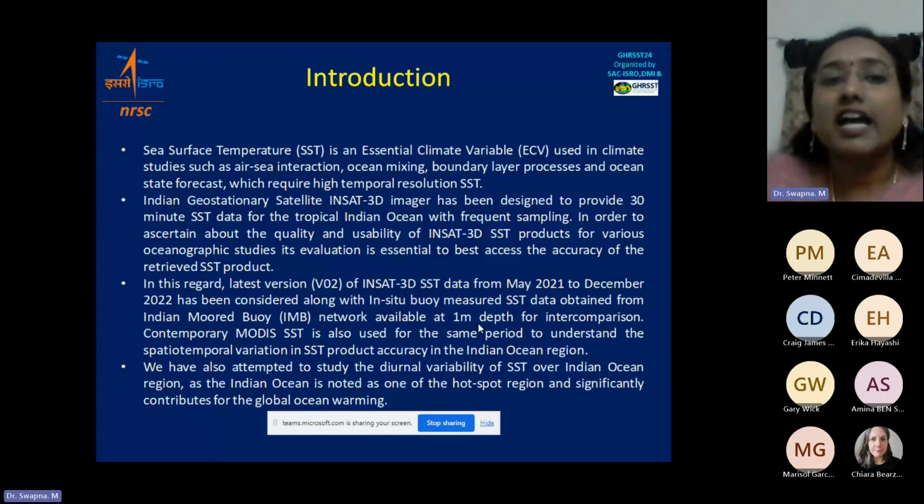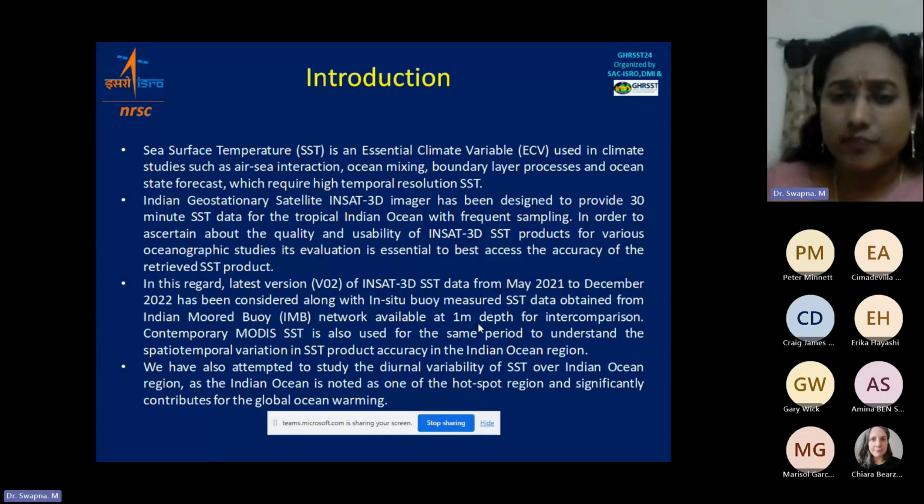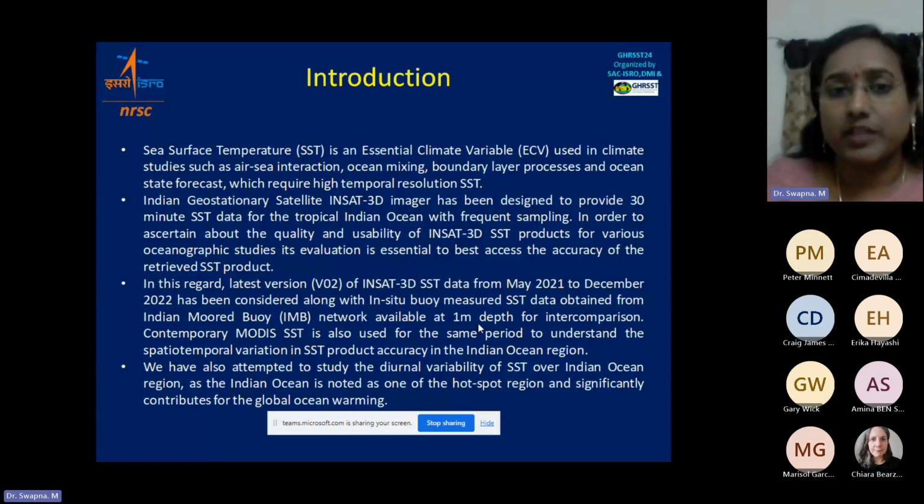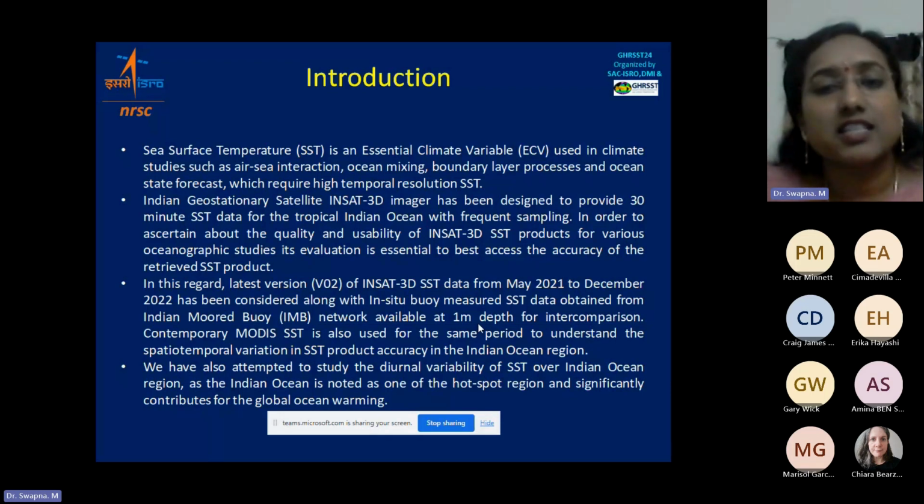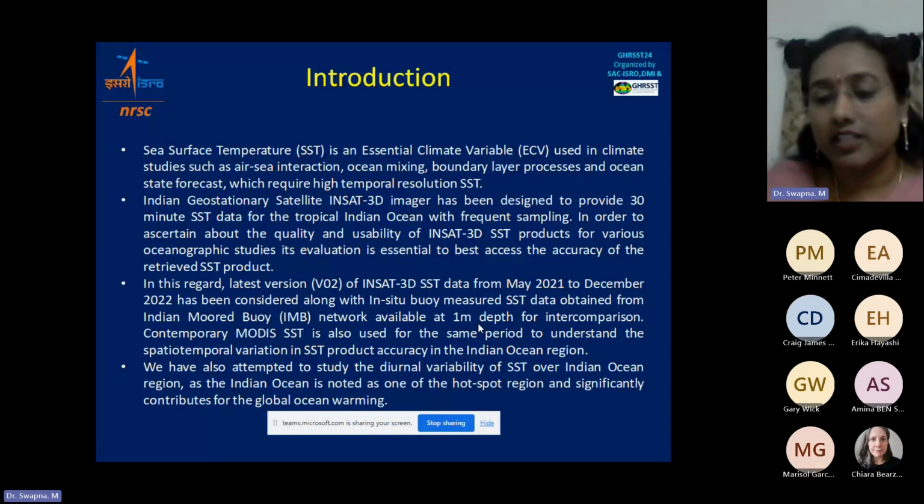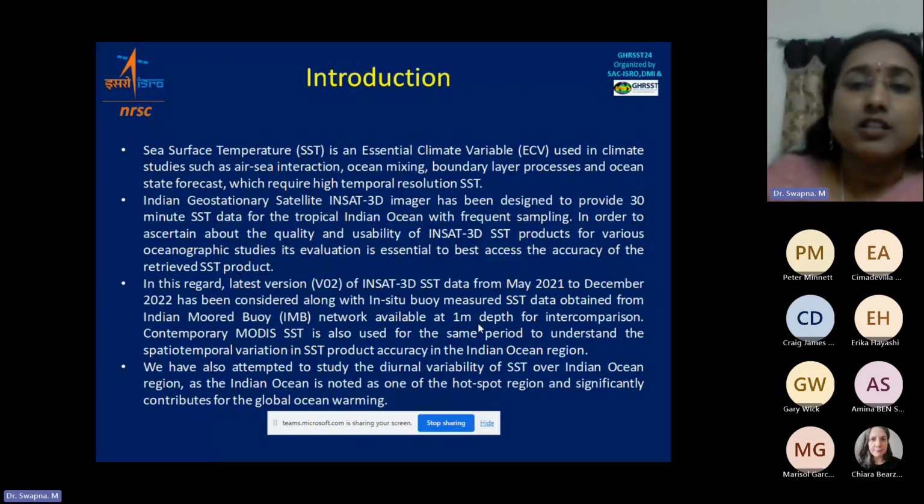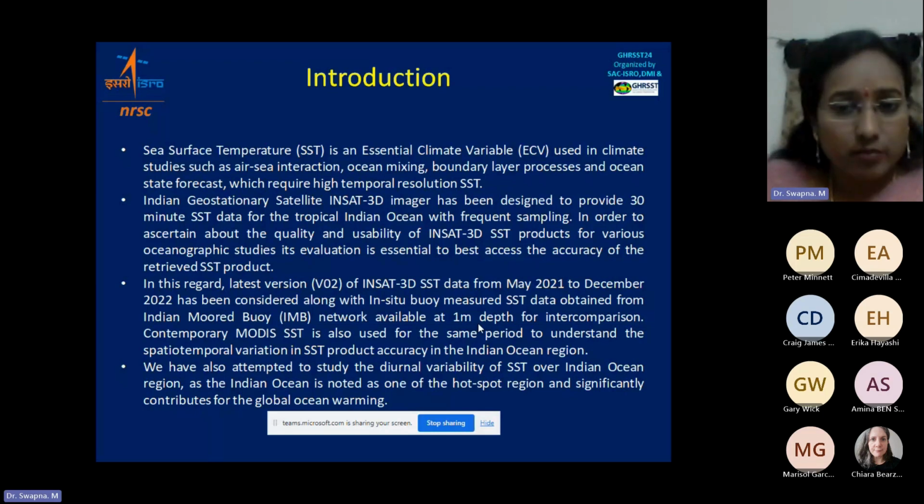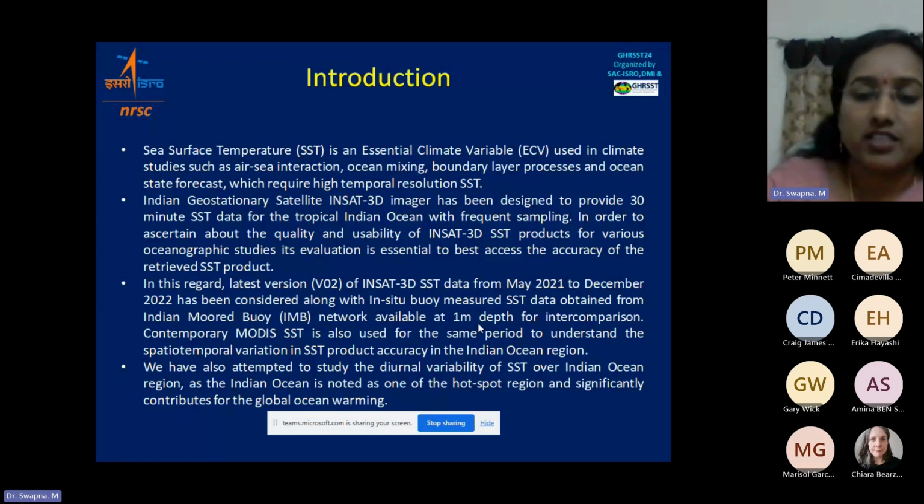In this regard, I have used the latest version of INSAT-3D SST, from May 2021 to December 2022, along with in-situ buoy-measured SST. I have also considered the contemporary SST from MODIS satellites to understand the spatiotemporal variability in the Indian Ocean region. After this initial assessment, I have studied the diurnal variability of the INSAT-3D SST in comparison with the buoy SST.